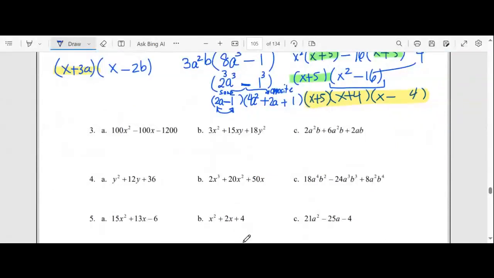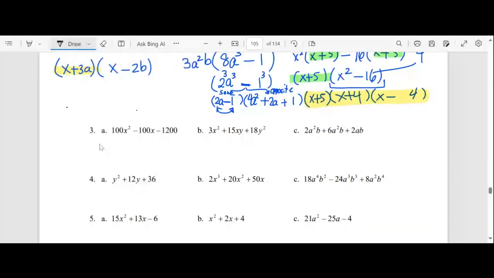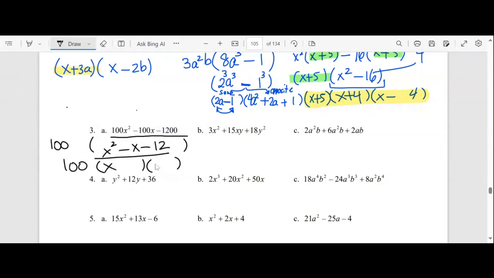Take a look at number 3a. So 3a says 100x squared minus 100x minus 1200. What is common in all three? 100. So you take 100 outside. What's left? X squared minus x minus 12. Can I factor this more? The answer is yes.